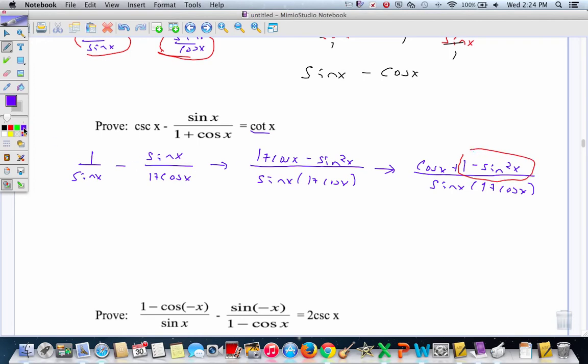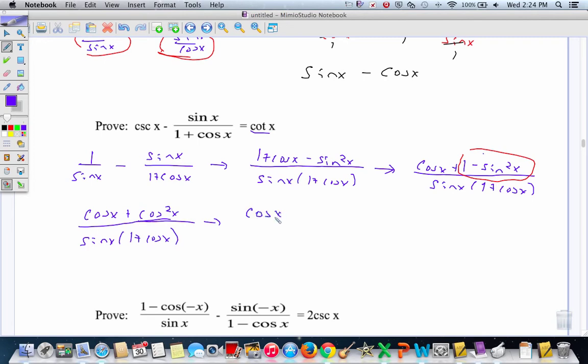numerator, I have 1 minus sine squared here, which should look familiar to me. It is a Pythagorean identity of cosine squared. So I've replaced 1 minus sine squared with cosine squared. And we still have that over our common denominator, sine times 1 plus cosine.